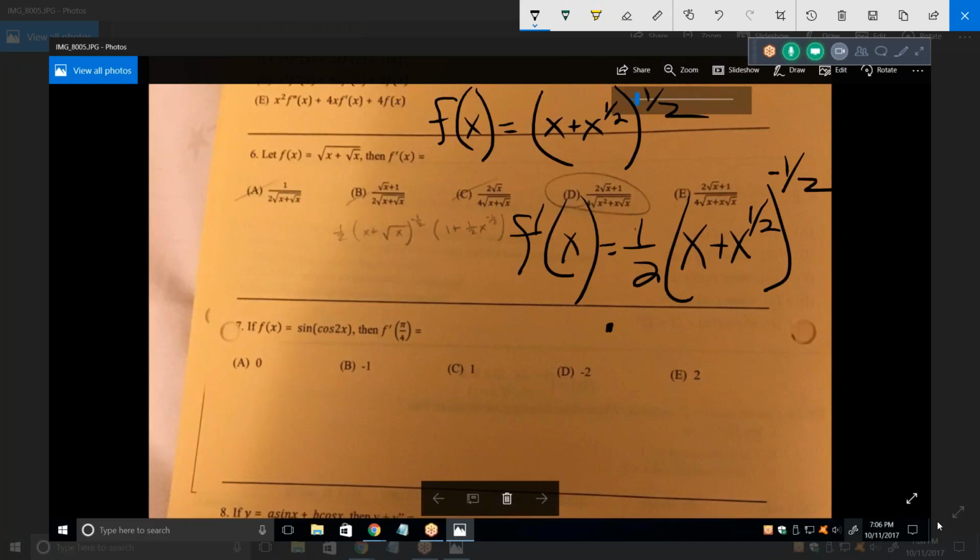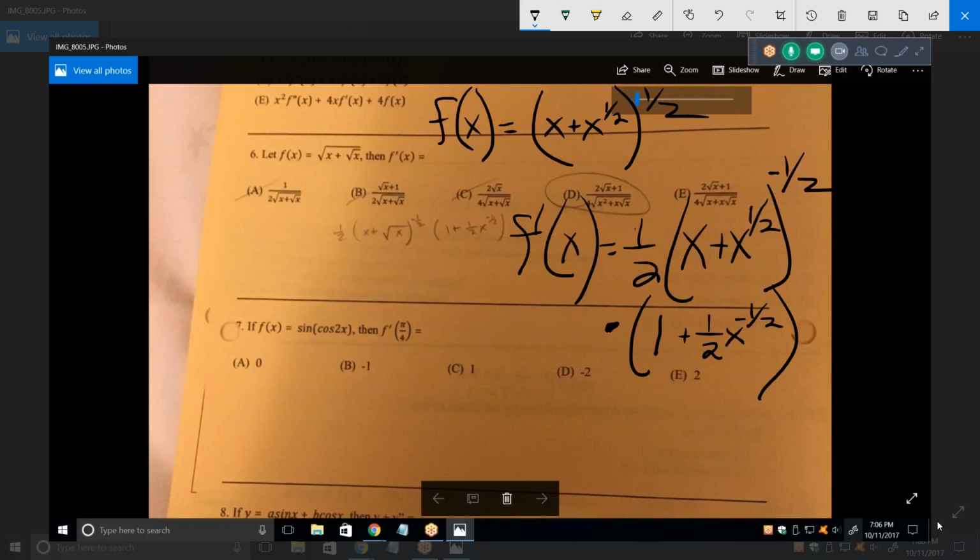1 plus 1/2 x to the what? Now subtract 1 from the exponent. Negative 1/2. All right. So this thing at the bottom times the thing at the top.